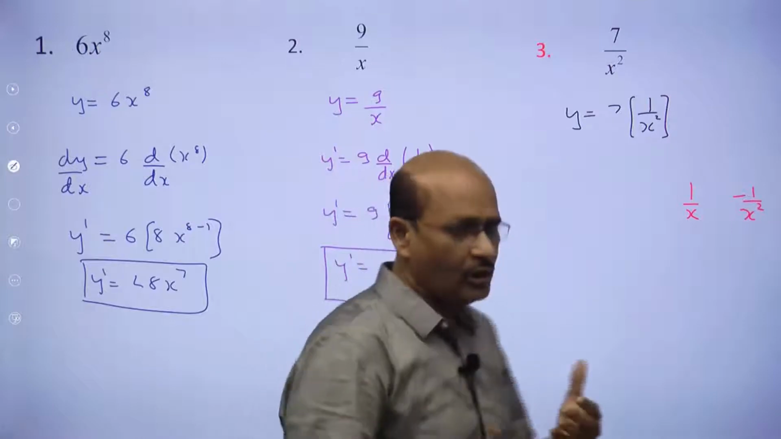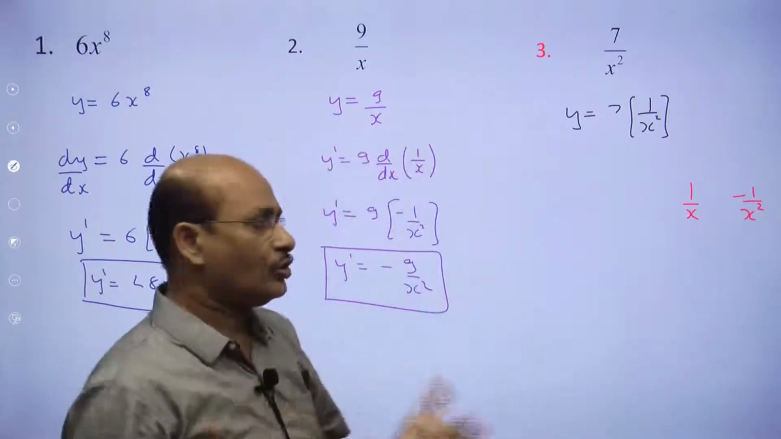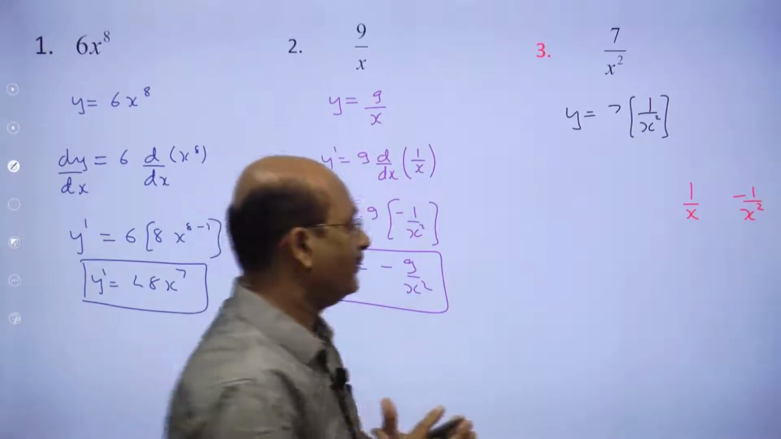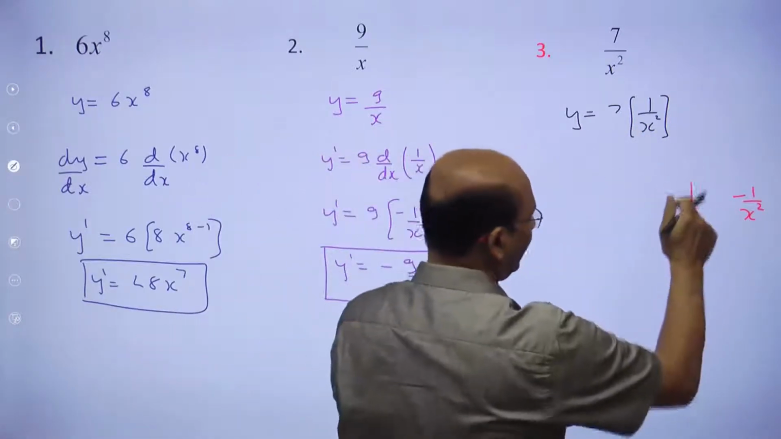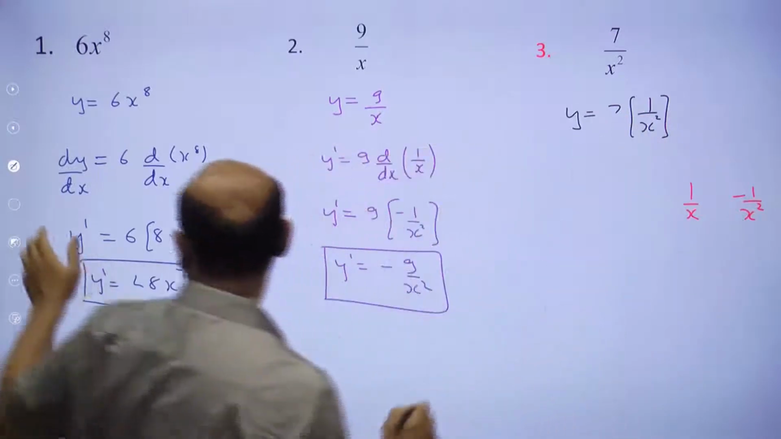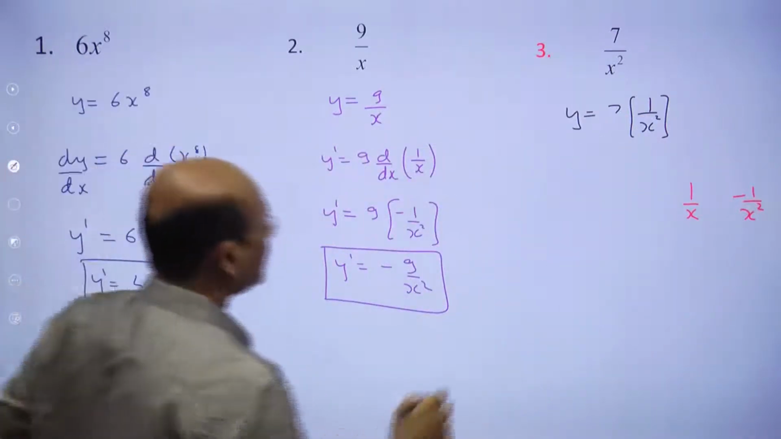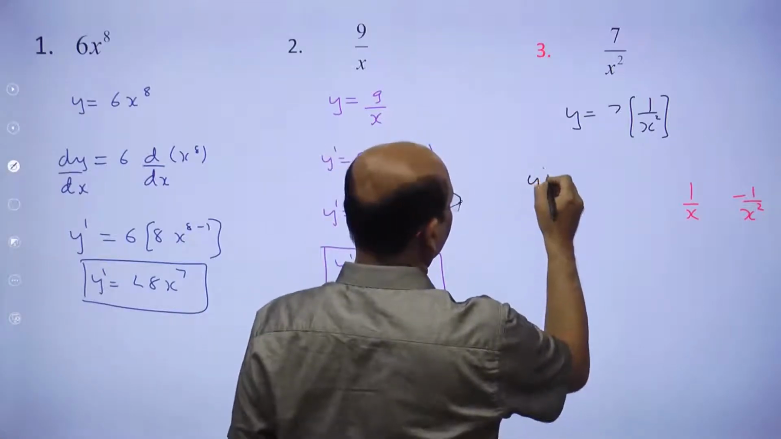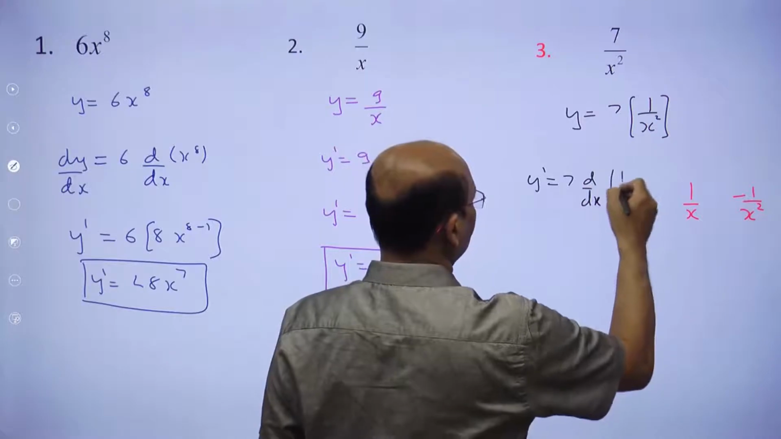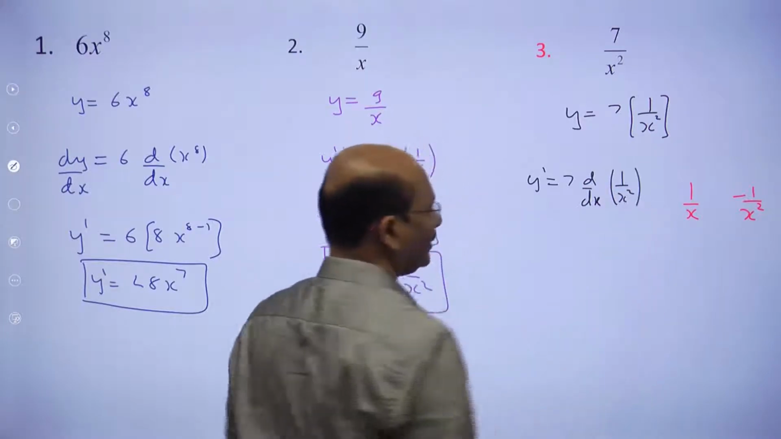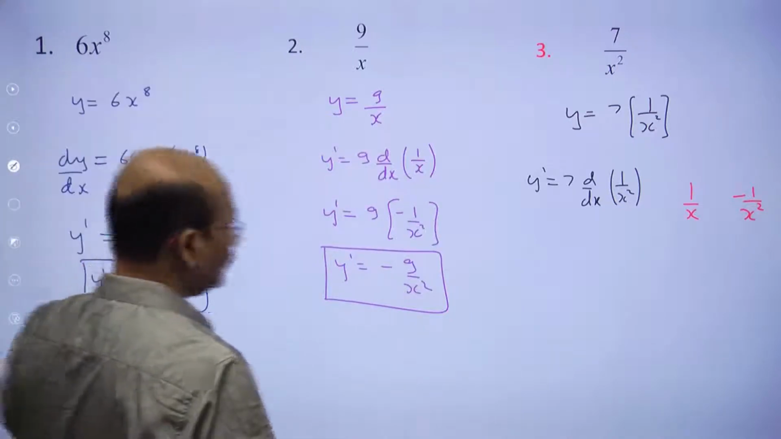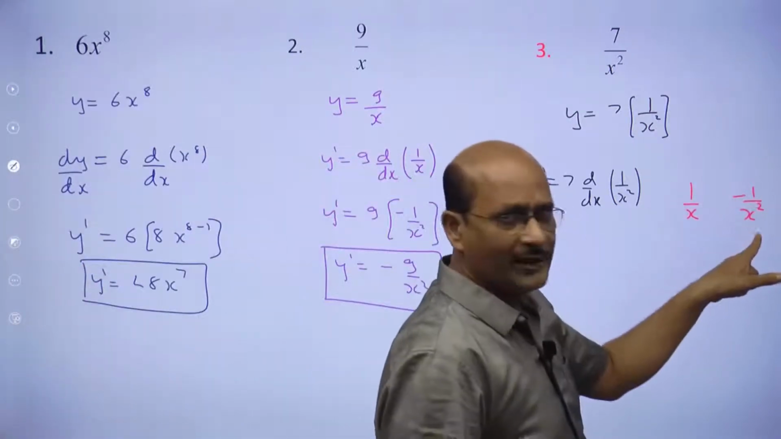Remember, as I am going on, you will be exposed to shortcuts, so I believe that you understand and register them in your mind. Now, understand, the derivative of 1 upon x is minus 1 by x square. Now, basically, if I want to find the derivative here, let me just complete this part. So, y dash is 7 into the derivative of 1 upon x square.